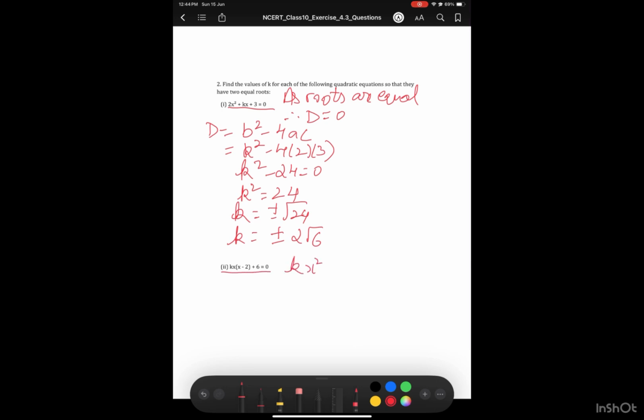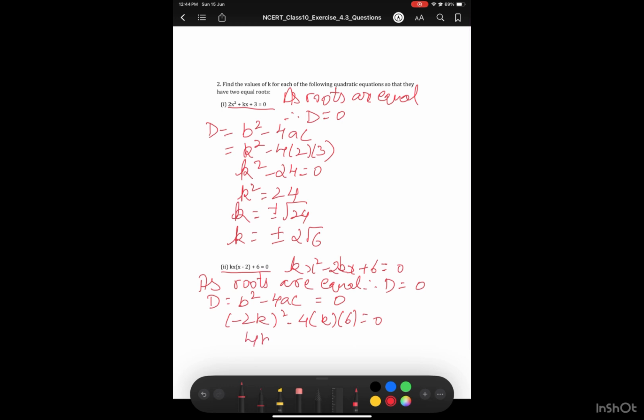Next part, we'll first simplify the equation. Open the bracket, k into x is kx square minus 2kx minus 6 is equal to 0. So a की जगह पे we have k, b I have minus 2k and c is equal to 6. Since again the roots are equal, therefore d would be equal to 0. D is equal to b square minus 4ac, that is minus 2k whole square minus 4 into a की जगह we have k and c की जगह we have 6. So minus 2k whole square will become 4k square minus 24k is equal to 0.